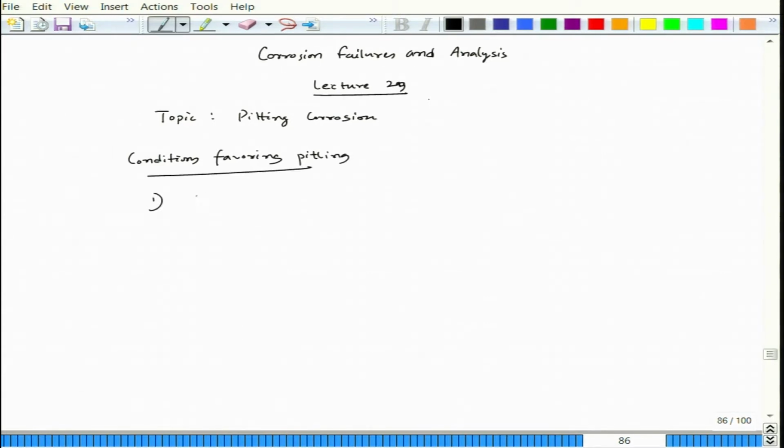First is, of course, passivating metals and alloys like steel, and in steel, if we want to specifically mention, then stainless steel, then nickel, copper, aluminum. Those are the cases where we can expect passivation, and pitting can happen.